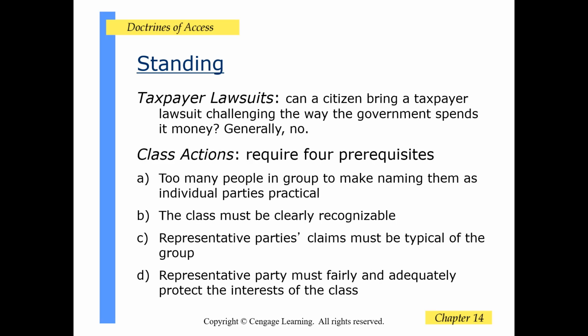What about taxpayer lawsuits? Can a citizen bring a taxpayer lawsuit challenging the way the government spends its money? Generally, the answer is no. The taxpayer does not have standing to bring that suit.